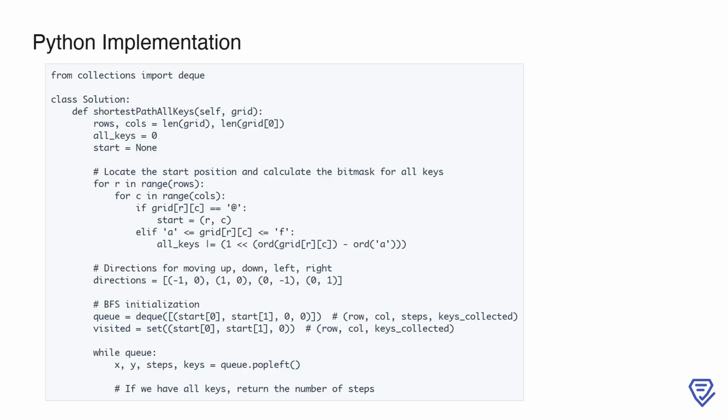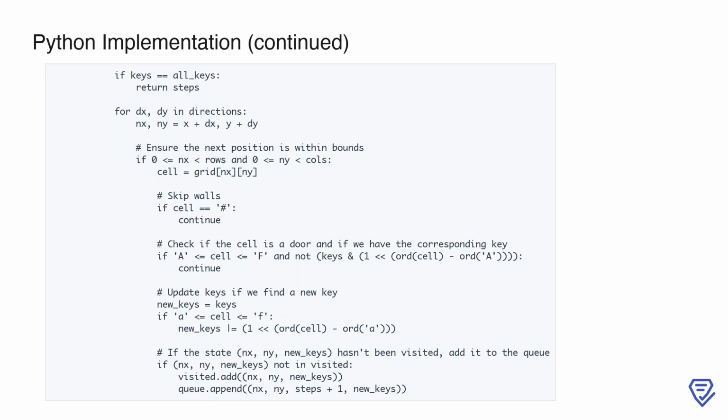Finally, the BFS loop begins, where we process each state in the queue. If the current state in the BFS loop has collected all the keys, which we check by comparing keys to all_keys, we return the total number of steps taken to reach this state. Otherwise, we iterate through each possible movement direction to calculate the next position. Before proceeding, we ensure the new position is within the bounds of the grid.